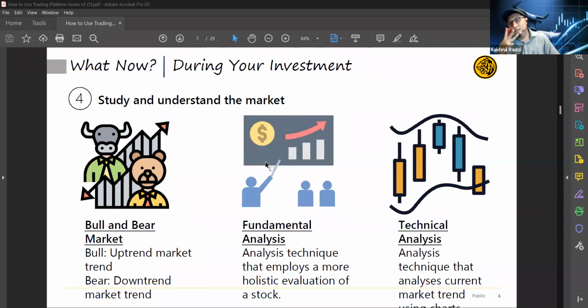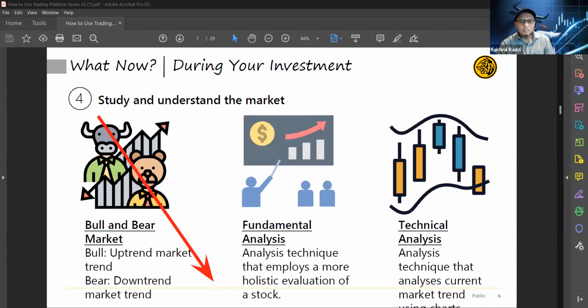We have three important elements that we want to share with you tonight. First of all, the bull and bear market. A bear market indicates a pattern in the market where share prices are decreasing or in a downtrend. Decreasing, right?